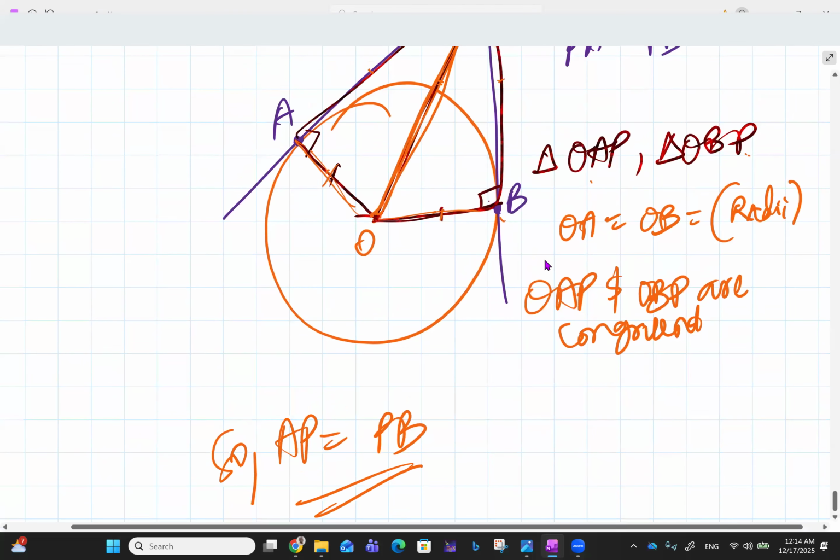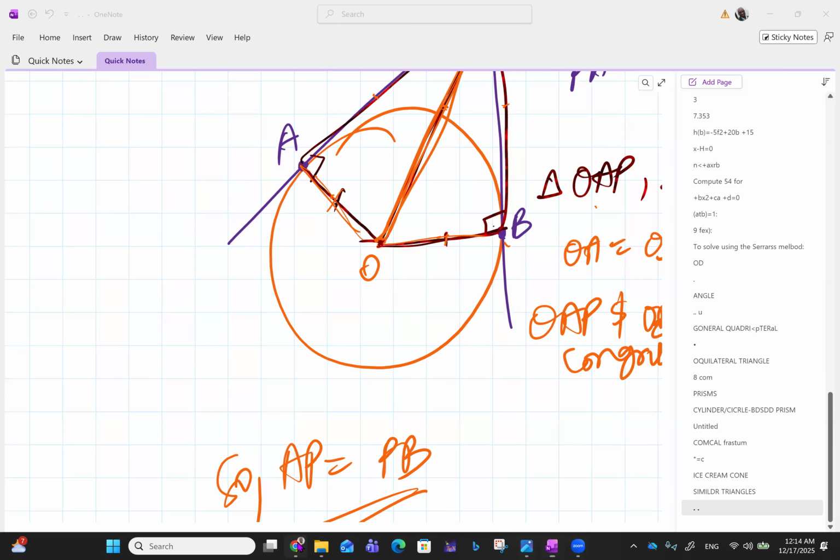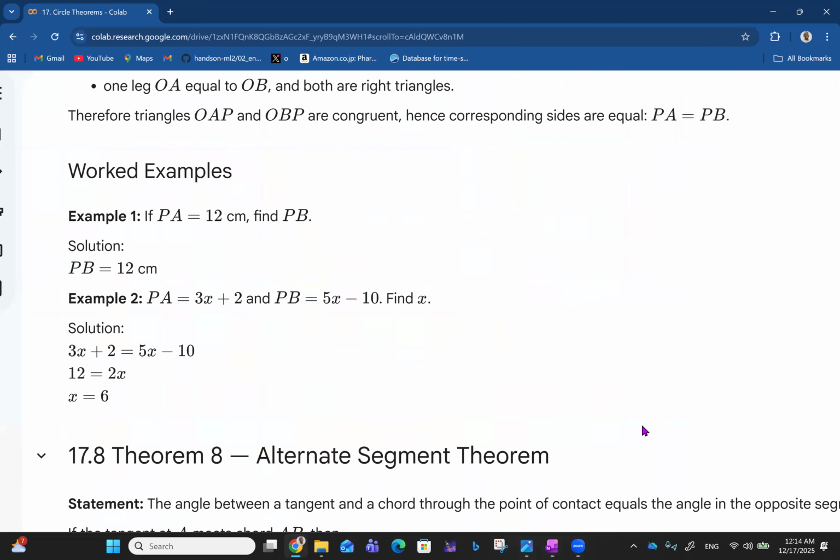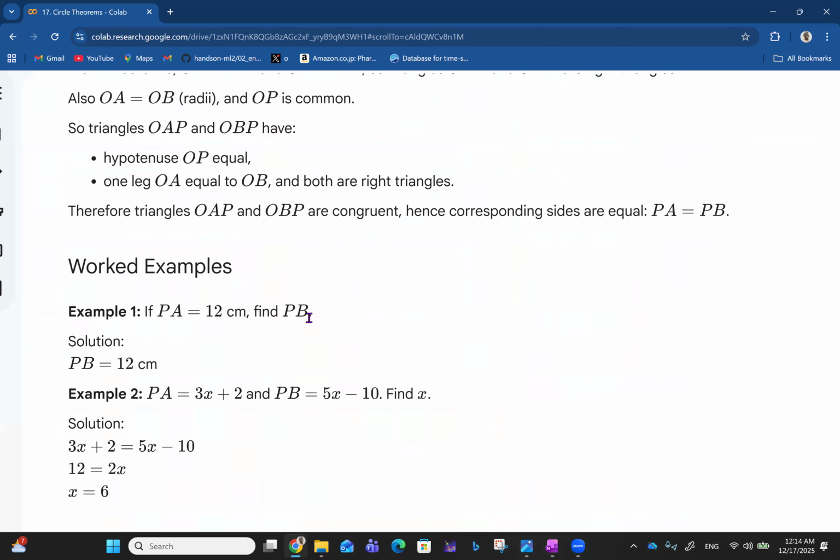So let's go ahead and look at the worked example under that. Here, if PA is equal to 12 cm, find PB. Easy. PB is 12 cm, so don't even stress yourself, since they are coming from a common point P.